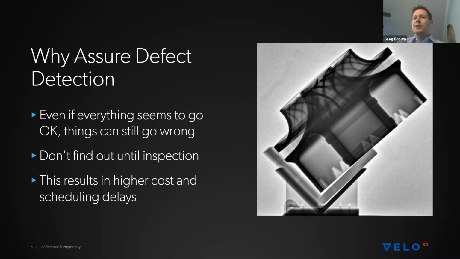And so there are huge costs and scheduling delays associated with not having good identification of defects earlier in the process. That's a major purpose of what Assure is for on the VELO3D platform. It's to give as early an indication as possible as to whether or not there are any quality control problems.